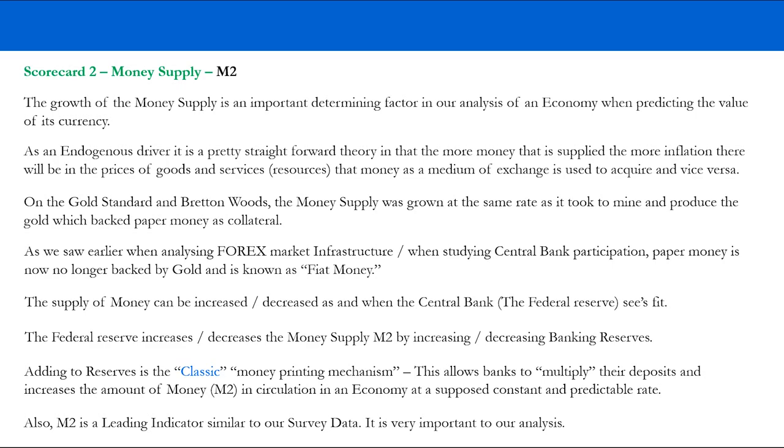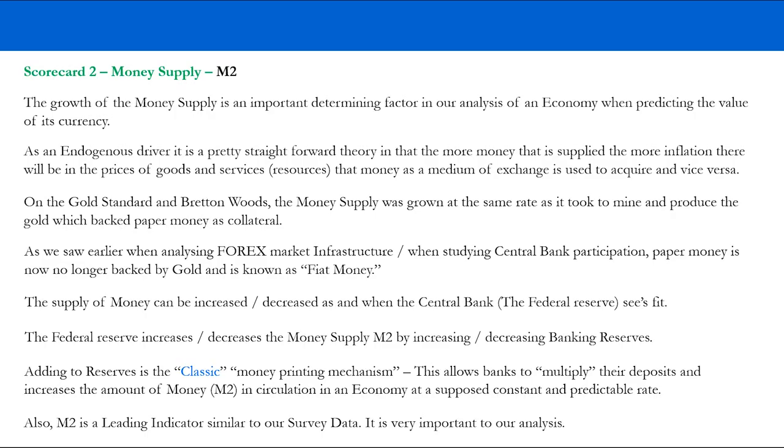Now, what that means, as we saw earlier, is that the supply of money can just be increased or decreased as and when the central bank, and in this case the Federal Reserve in the US, sees fit. And basically the Fed increases or decreases the money supply, M2, by just increasing or decreasing banking reserves.